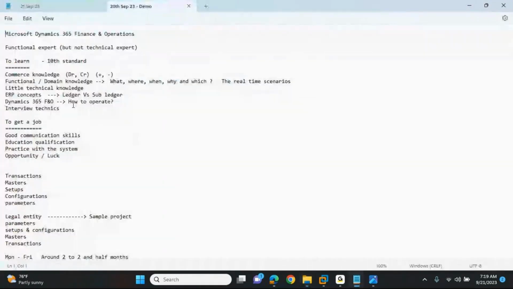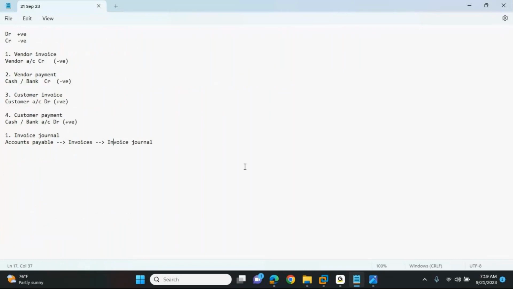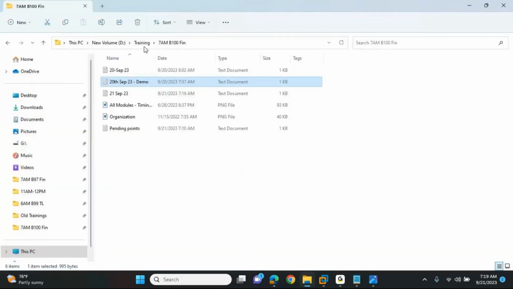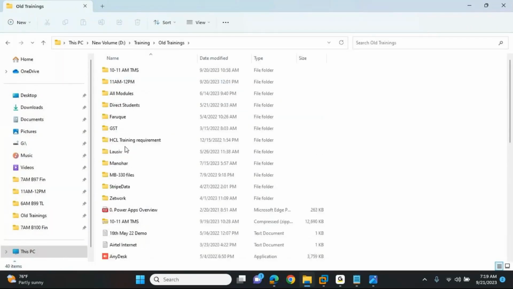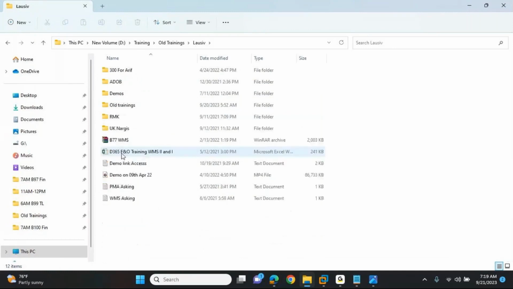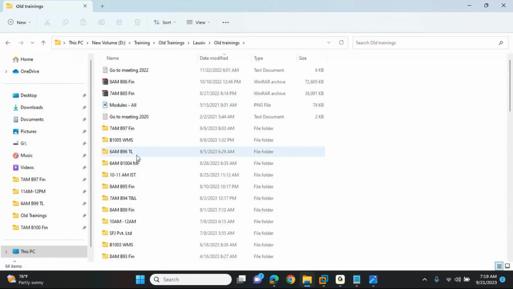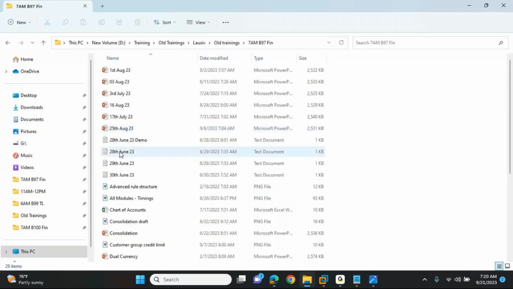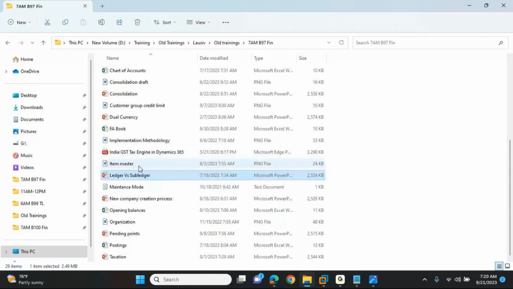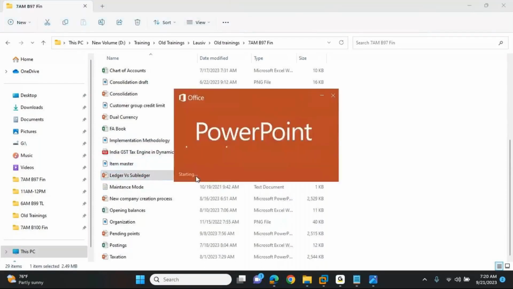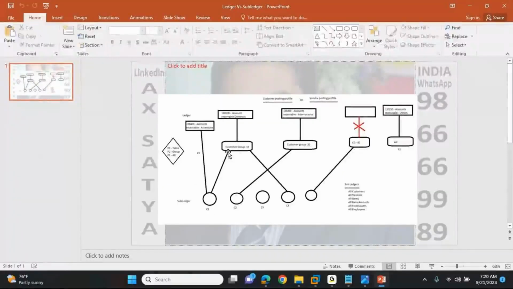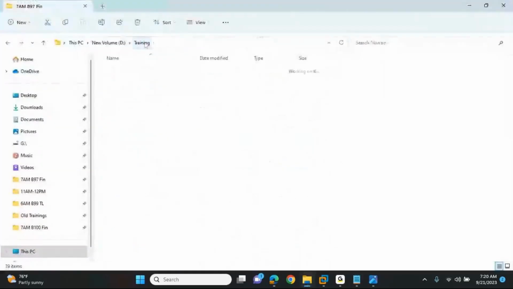There is a concept called ledger subledger concept. It is an ERP concept. You will understand this one later. I will show you first now, but I will explain later. Here you will see the ledger subledger concept. In coming sessions, you are going to learn.